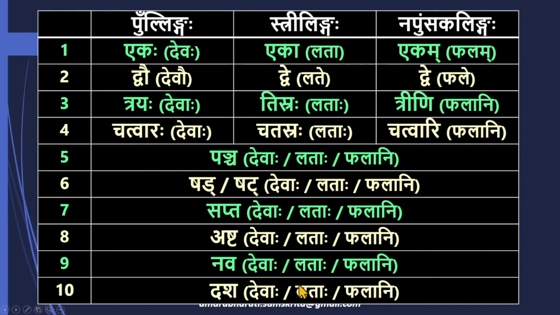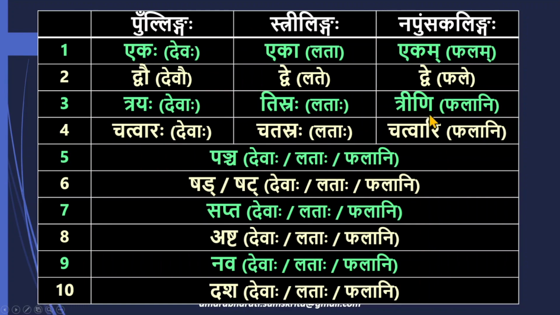And from 5 onwards, they are the same. Pancha, Shat or Shad, Sapta, Ashta, Nava, Dasha. I have given you some examples. Ekaha Devaha, Eka Lata, Ekam Phalam. Dvau Devau, Dve Late, Dve Phale. Trayaha Devaha, Tisraha Lataha, Trini Phalani. Chatvaraha Devaha, Chatasraha Lataha, Chatvari Phalani, like that. Pancha Devaha Lataha Phalani, for all of them it is the same Pancha. And Shad or Shat, Sapta, Ashta, Nava, Dasha.